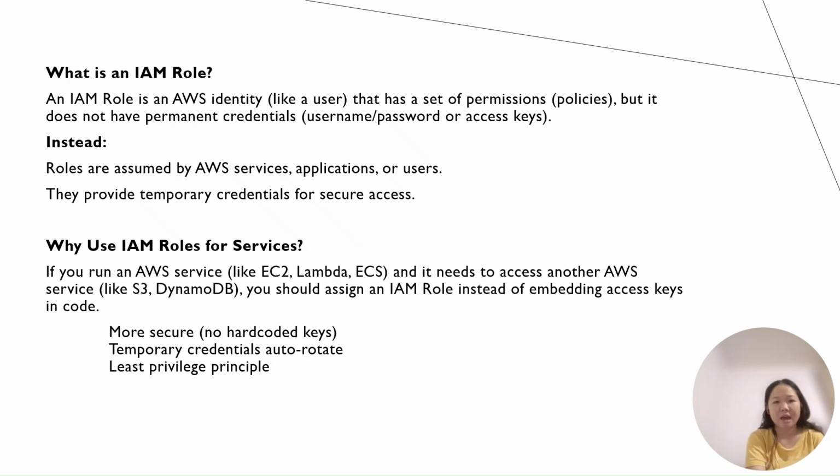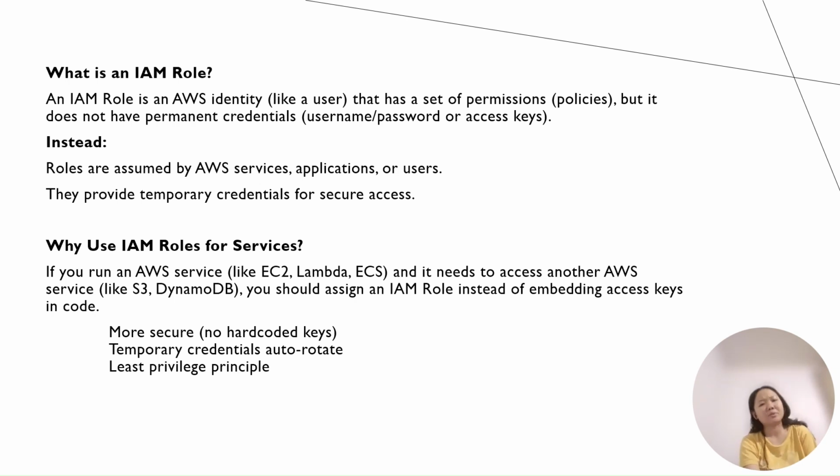What is an IAM role? An IAM role is an AWS identity like a user that has a set of permissions or policies, but it does not have permanent credentials, username, password, or access key. Instead, roles are assumed by an AWS service, application, or user. They provide temporary credentials for secure access.